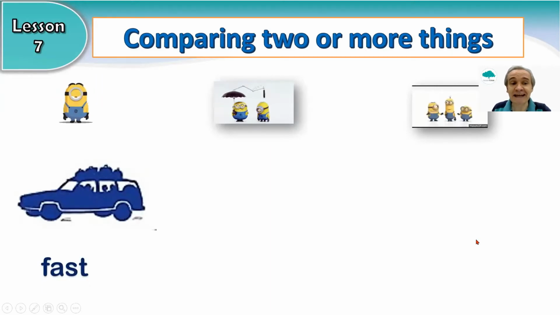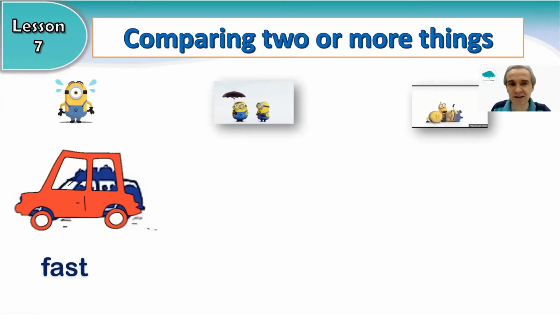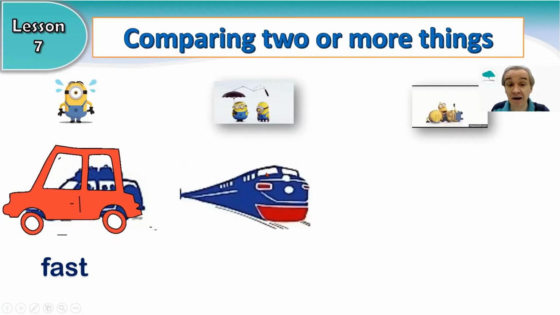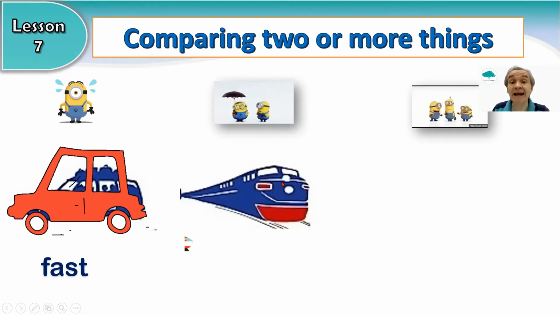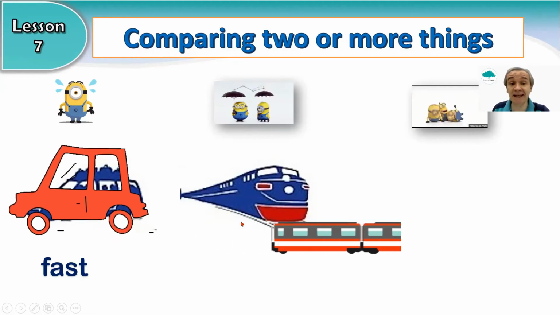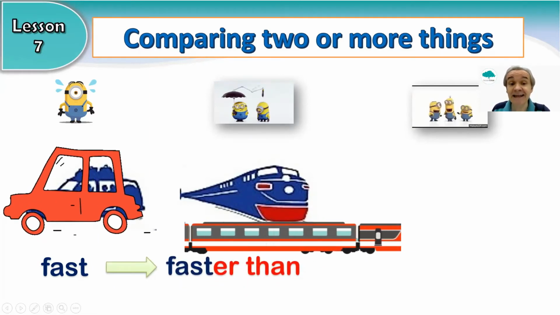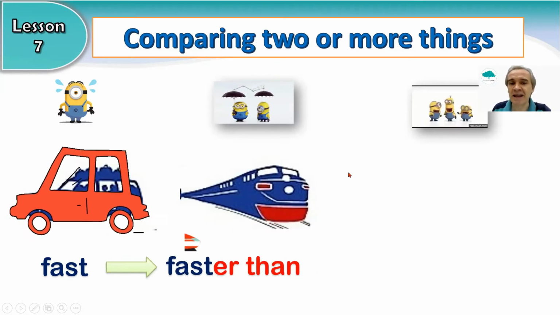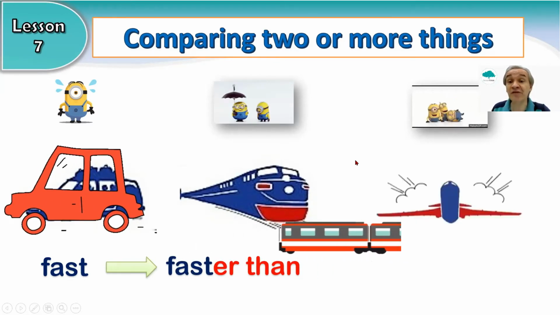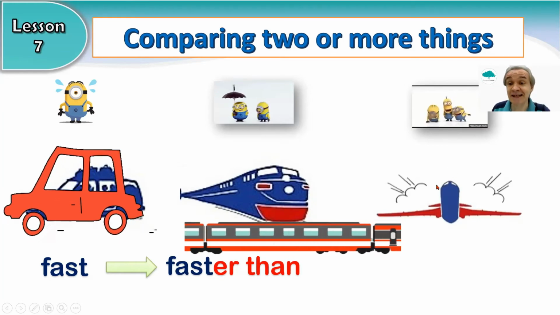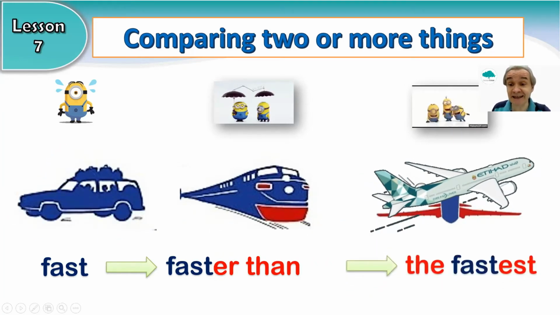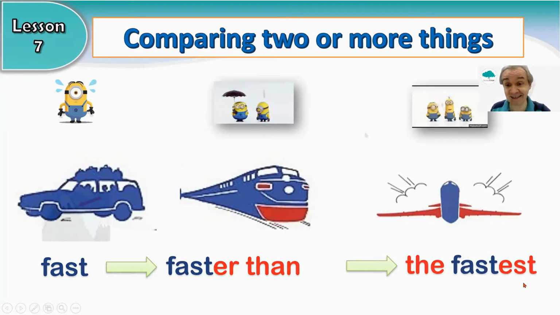This car, we can say, is fast. Well, what is faster than a car? This is a train. So we can say the train is faster than a car. Now, what is the fastest? We can see this is a plane. So the plane is the fastest.